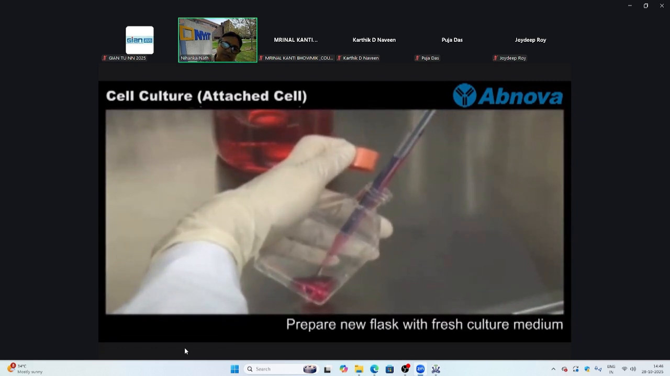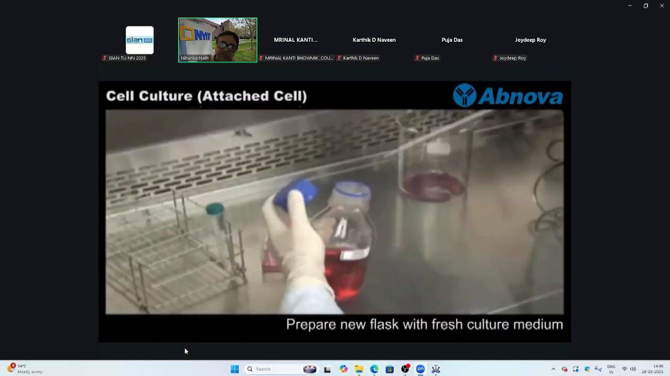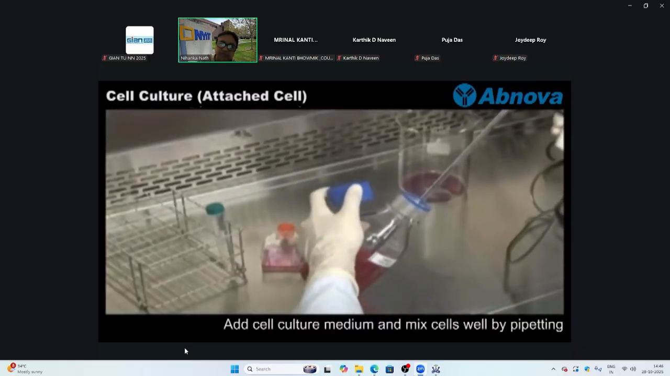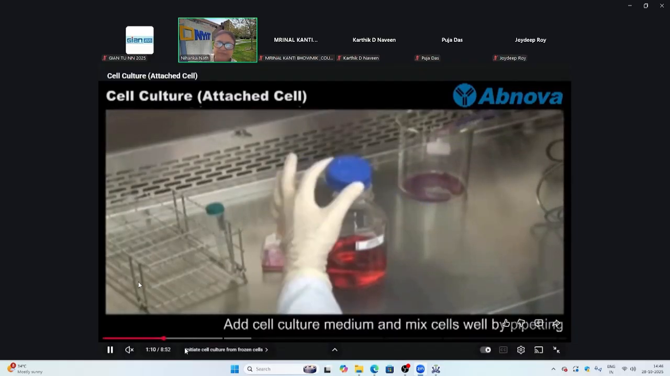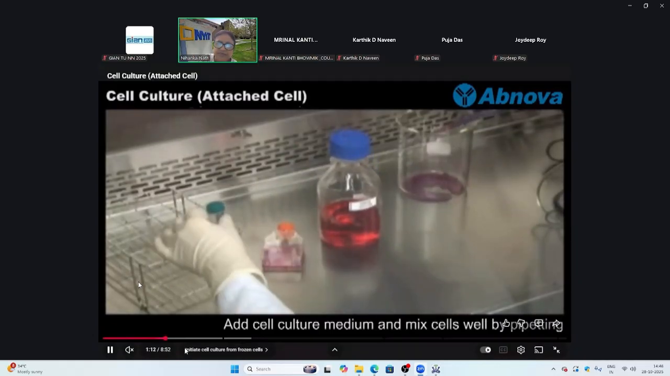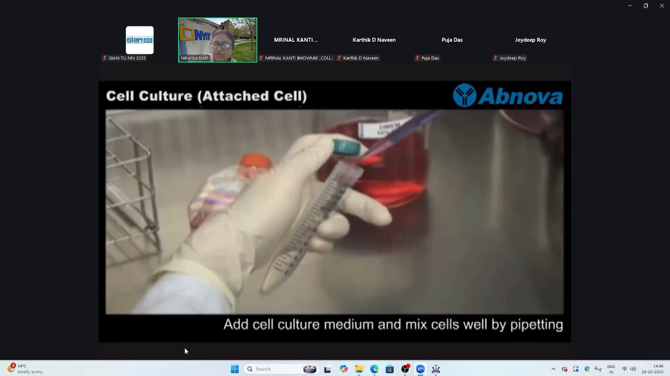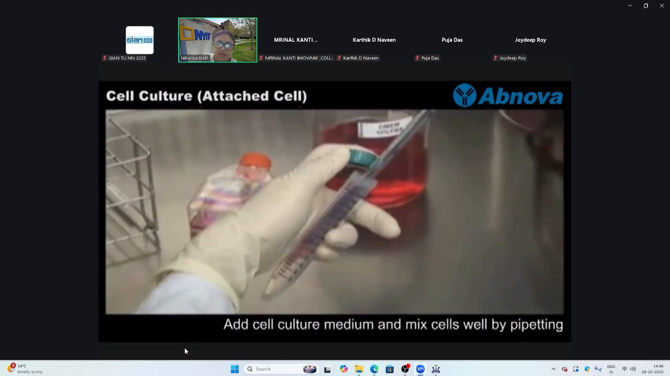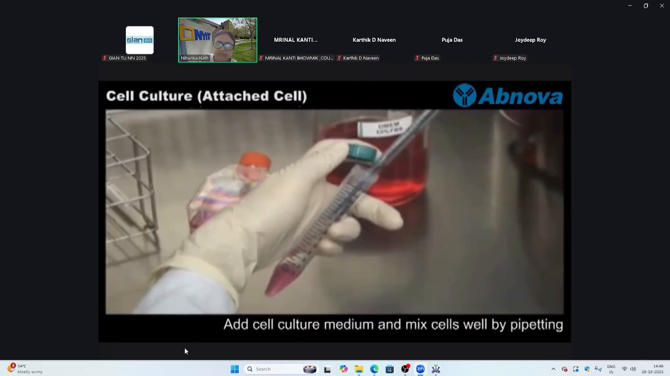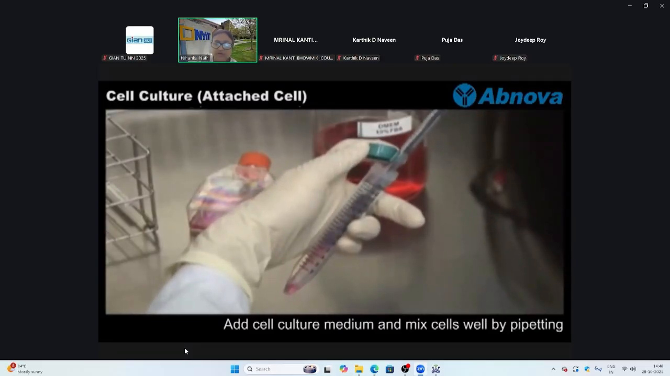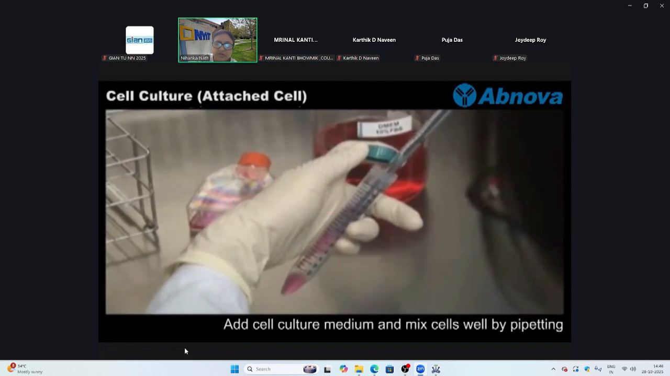And the cells are plated very gently. See how gently they're plating the cells? And this red color is more medium. Add more medium to the cells. This has all the nutrition. It has all the amino acids, all the growth factors, all the signaling molecules. And so now they're all mixed up.